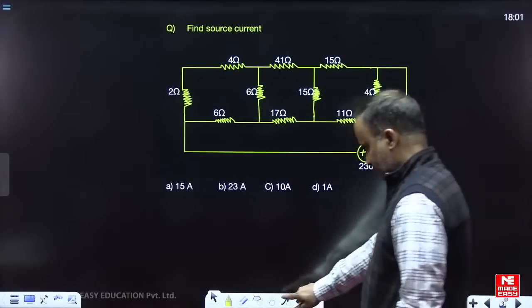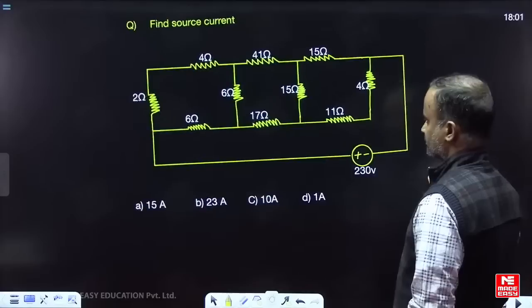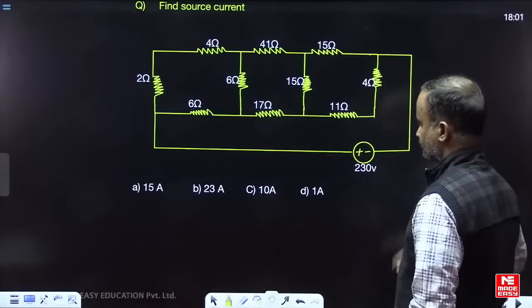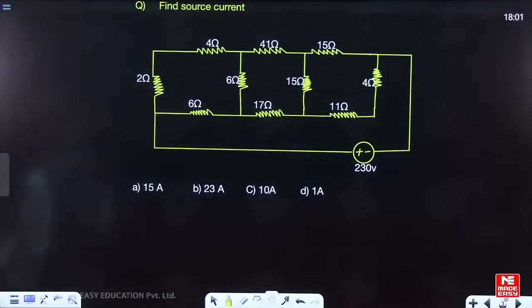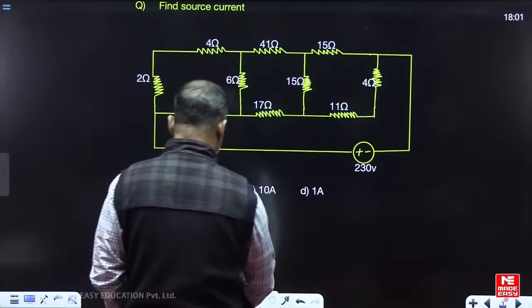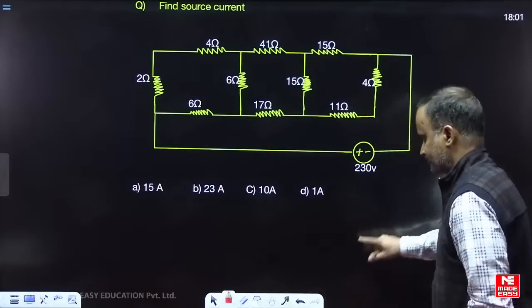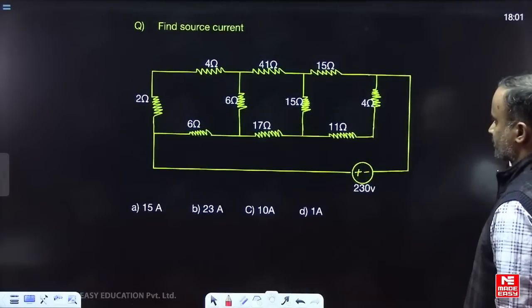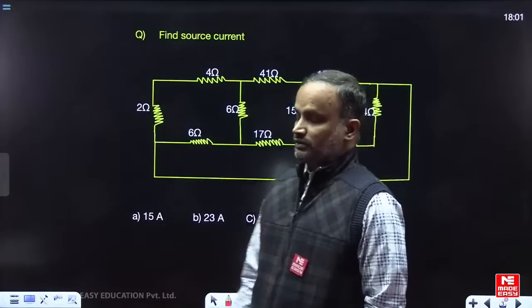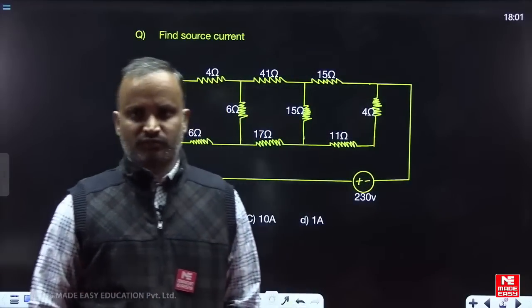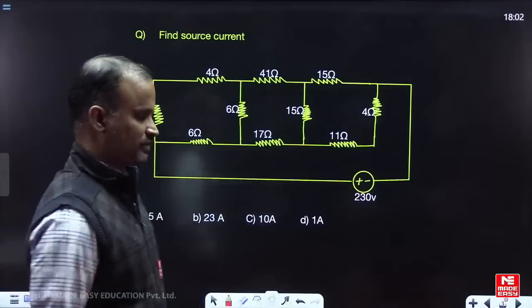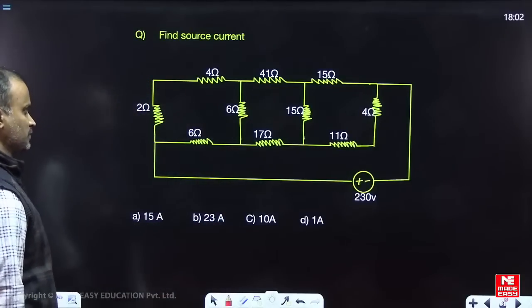Just observe the question for 10 seconds, then I will continue. For this example, what is our requirement is the source current. To find the source current, first you have to find the equivalent resistance. First let us see what is the easy way to reduce the network.